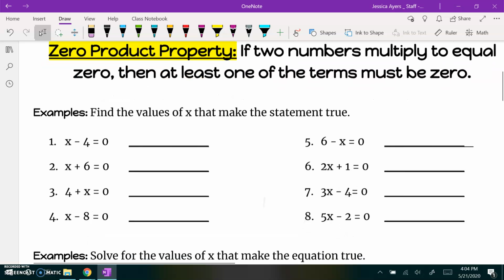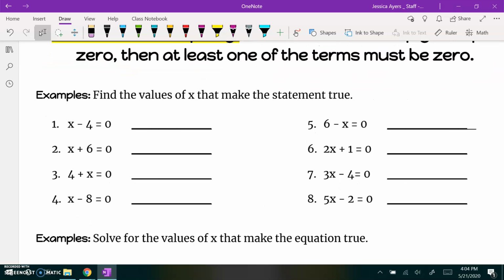So the first thing we're going to start with is finding x values that make a statement true. So looking at number 1, x minus 4 is equal to 0. So if I add over my 4, then x has to equal 4. Simple enough, right? If x plus 6 equals 0, we minus 6 over, and then x has to equal negative 6.